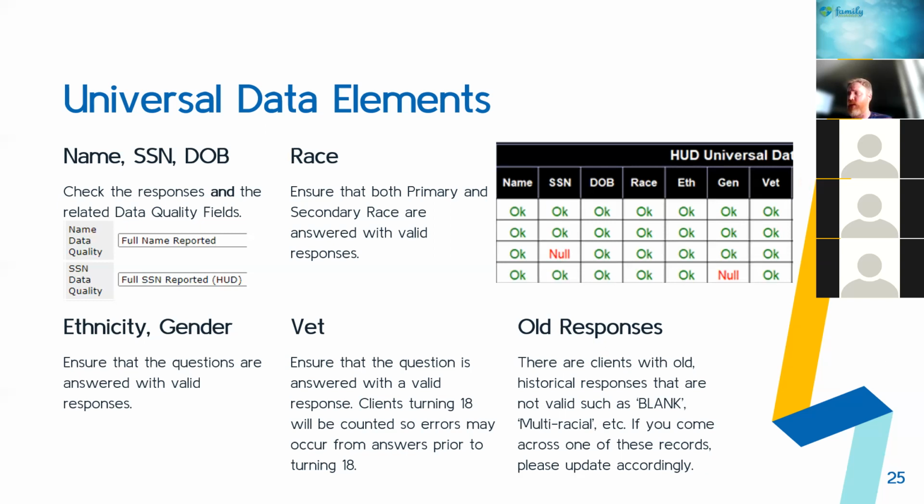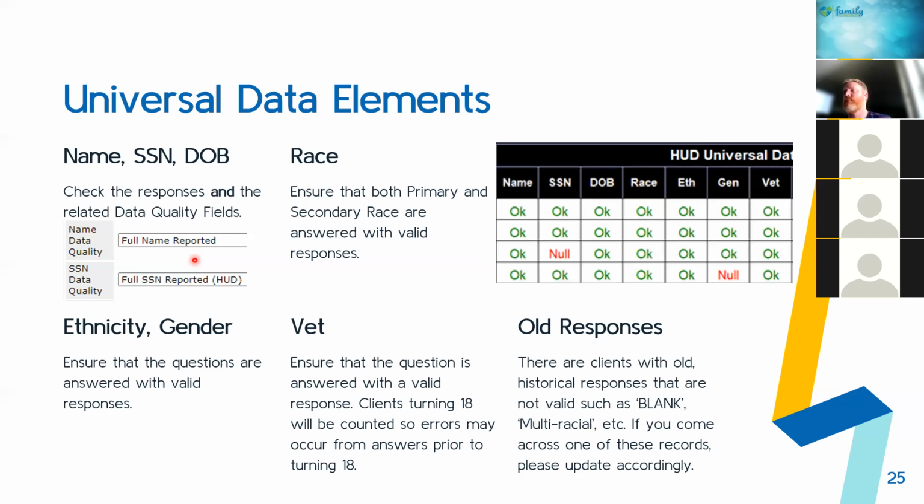So just make sure if you see a null for something like social security number, so this third line here, we do have this null value. Outside of checking to make sure the social is in there, make sure that the data quality field is also filled out as well.